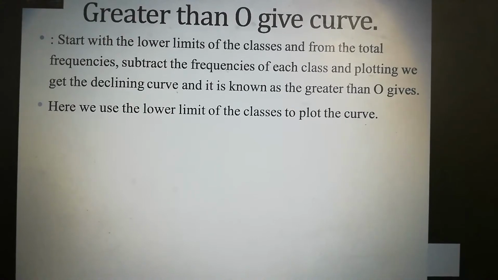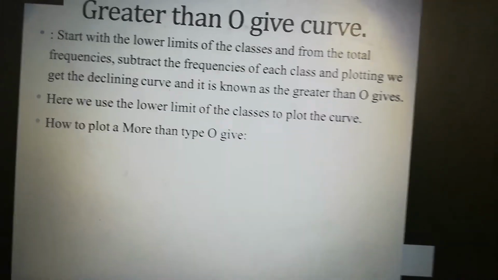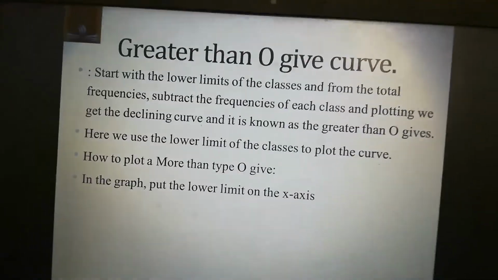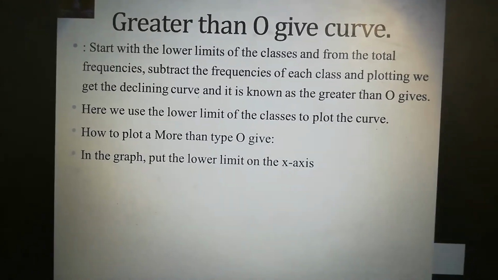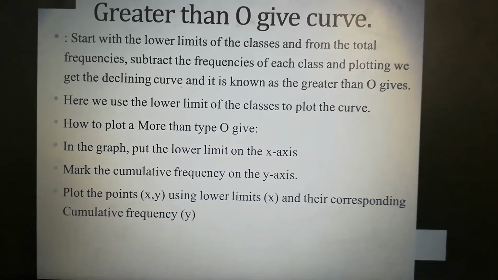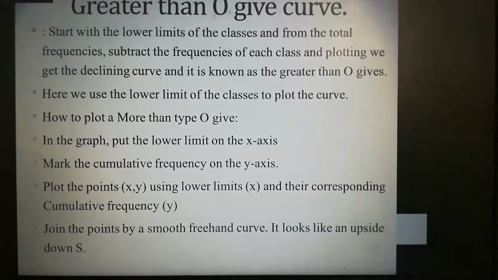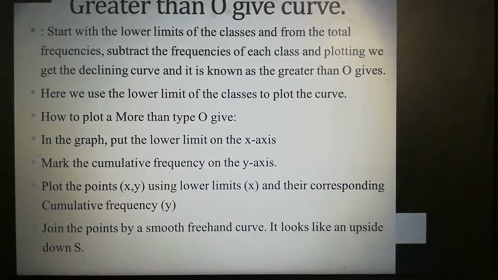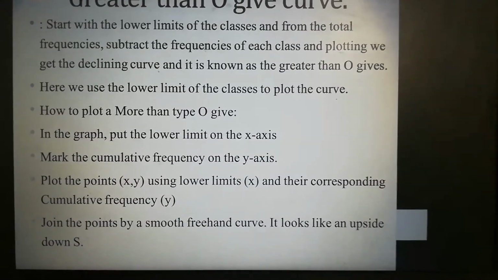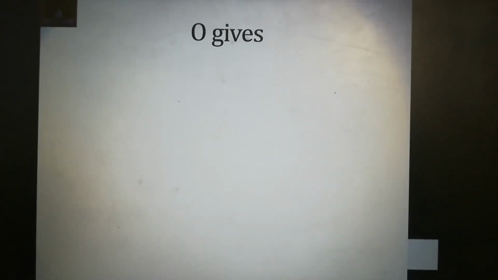So here we use the lower limit of the class to plot the curve, and let's see how to plot it. Put the lower limit on the x-axis, mark the cumulative frequencies on the y-axis, plot the points x and y using lower limit and their corresponding frequency, and join the points by a smooth freehand curve. It looks like an upside down S. So let's look at the picture of greater than and less than. This picture will give an idea.